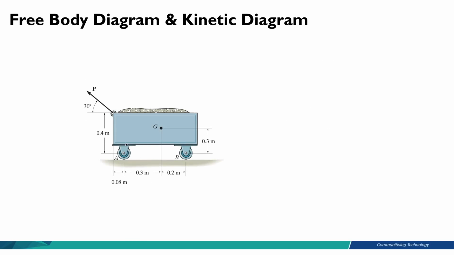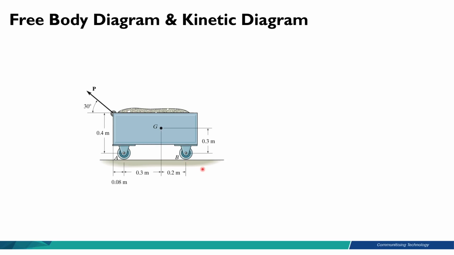Let's now take a look at this example here. We have a trolley with a towing force P pointing in this direction. This is the center of gravity, and we have two wheels both touching the ground. Okay, and let's assume that the surface is smooth.